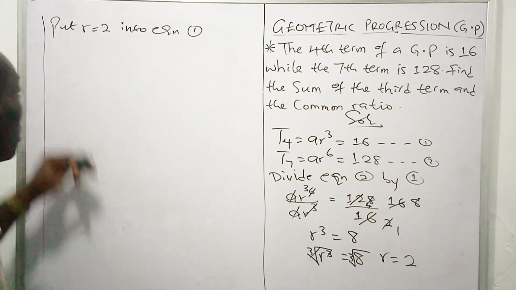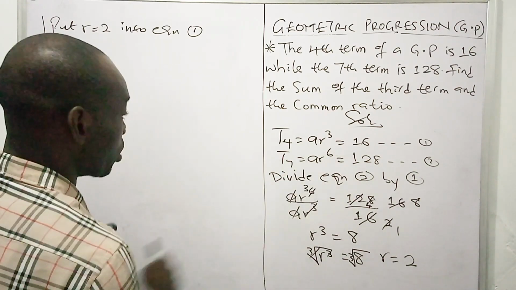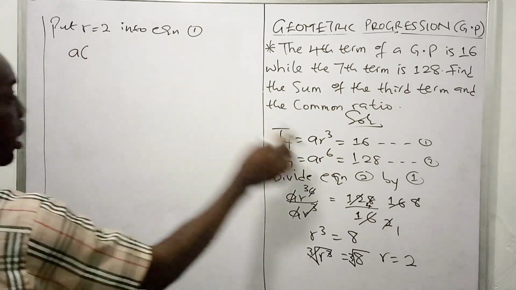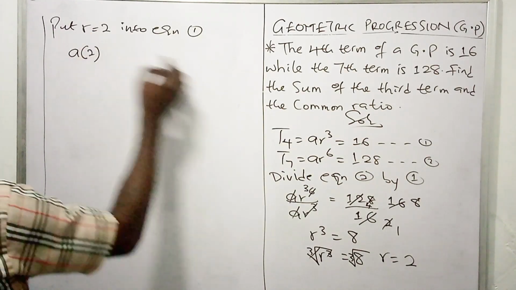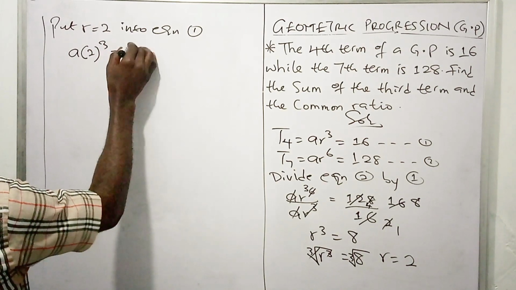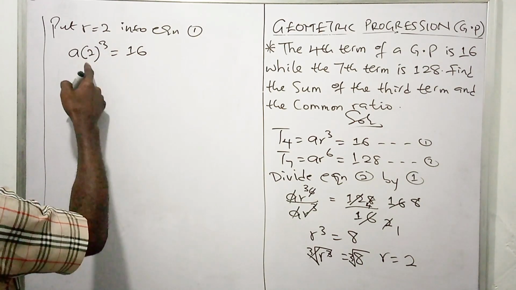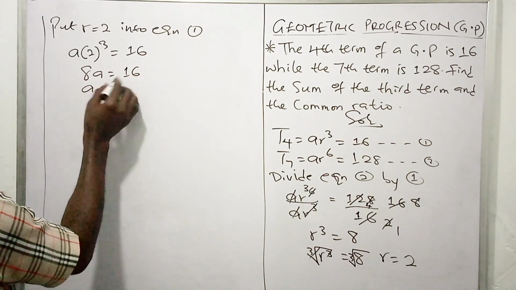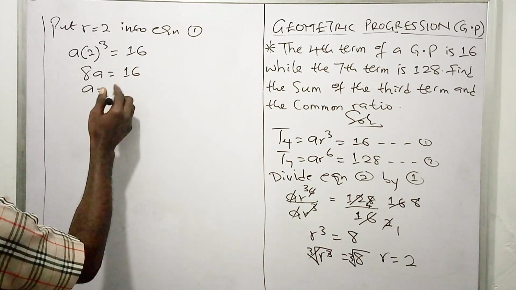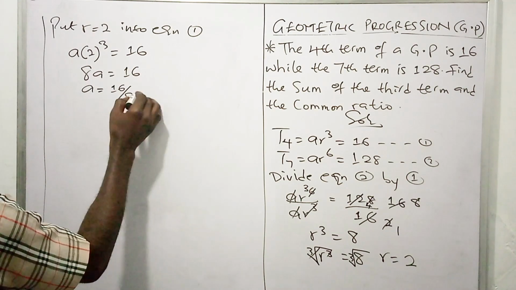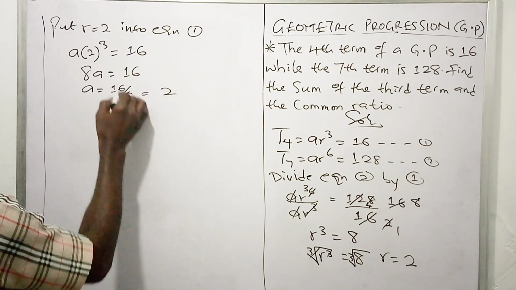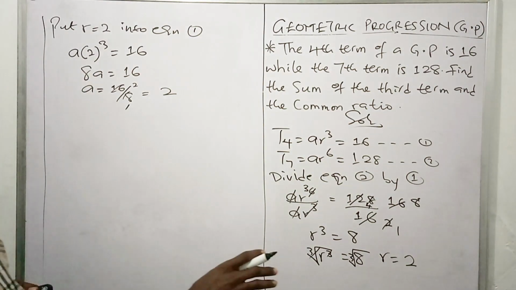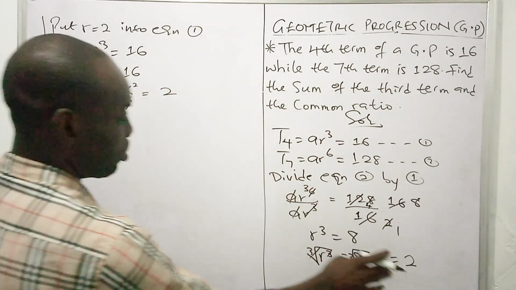Now let's proceed. Now we'll substitute the value of r into equation 1. And if we do that, that will give us a, the value of r now is 2. That's 2 cubed equals 16. 2 cubed is 8. 8 times this, that's 8a is equal to 16. Then we'll divide both sides by 8. And when we do that, the value of a will be 2.